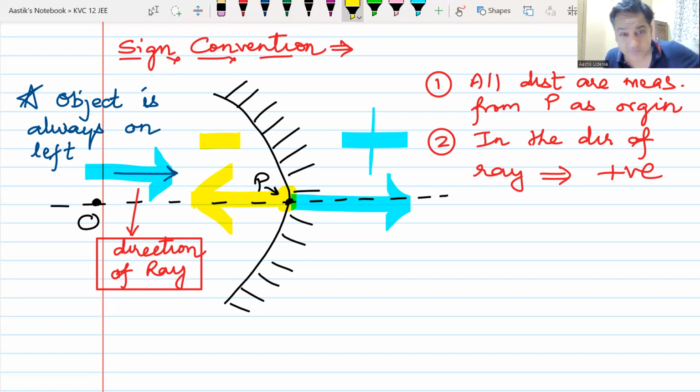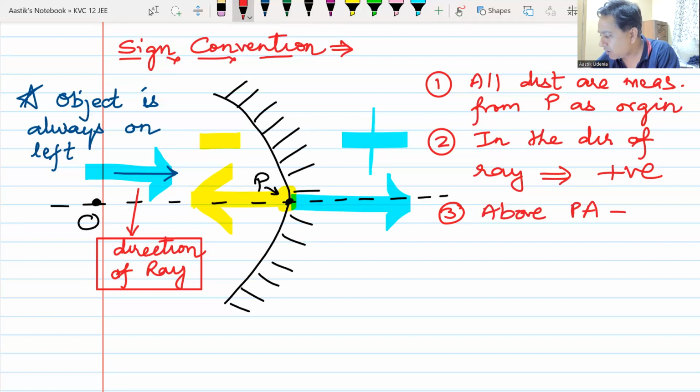But that is only on one axis. What about up and down? Do we have a sign convention for up and down as well? What is the sign convention for up and down? Plus y-axis positive, minus y-axis negative. So all distances above the principal axis are taken as positive.